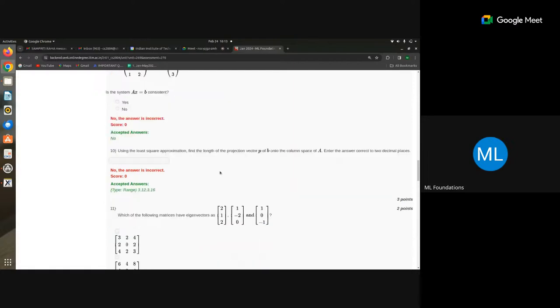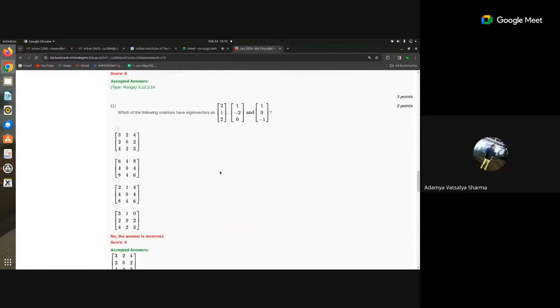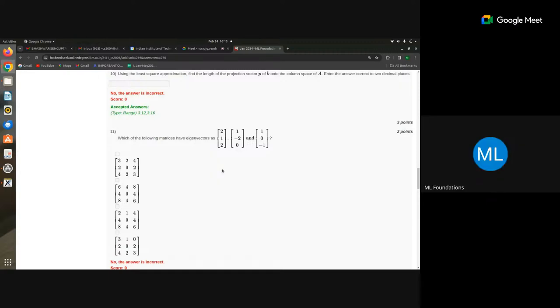So shall we move towards question number 11? Yes, sir. Please. So which of the following matrices have eigenvectors as (2, 1, 2), (1, -2, 0), (1, 0, -1)? Okay. First of all, we'll try to solve this. How do you solve this particular problem? We find the eigenvalues of each and every matrix present in the options, and then we try to fetch the vectors, right? It's the brute force way, I know. Okay, that is correct. Any other way?